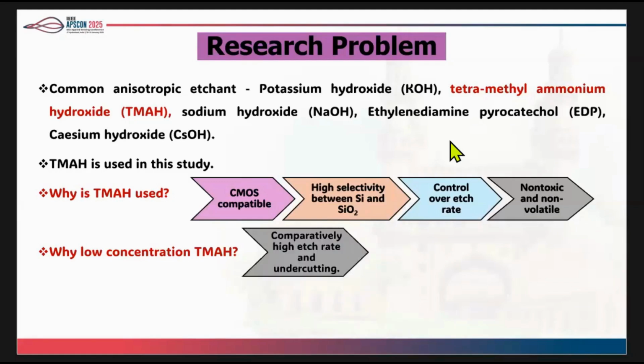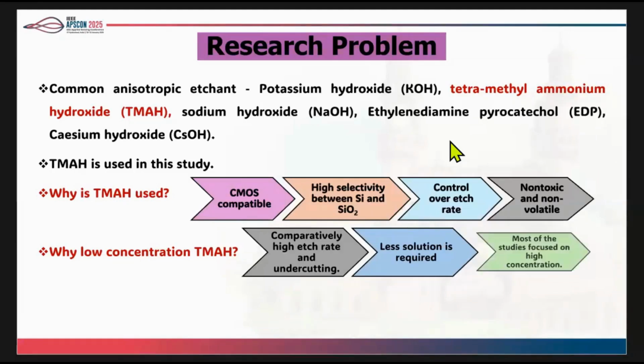Next, why am I choosing low concentration TMAH? First, the etch rate in low concentration TMAH is comparatively high compared to high concentration TMAH, and the same goes for undercutting. Also, a low concentration solution requires less chemical, so it is again cost effective. Most studies have been performed using high concentration, like TMAH of 25%. Very few studies have used low concentration. So I will explore low concentration TMAH with added Triton, and I will discuss why I'm using Triton also.